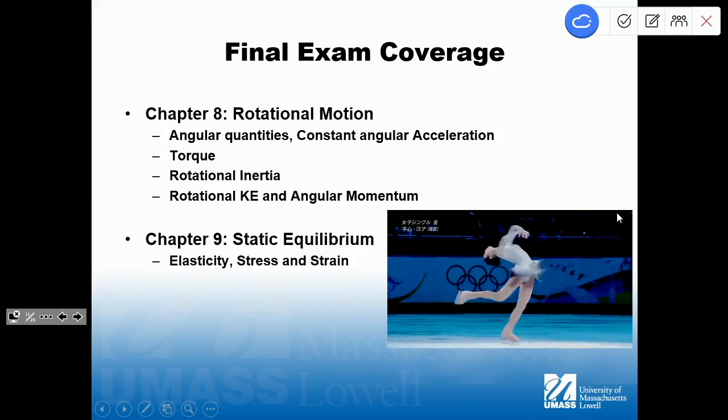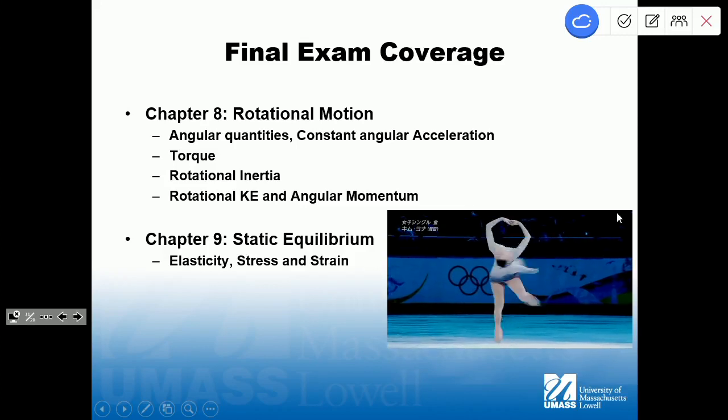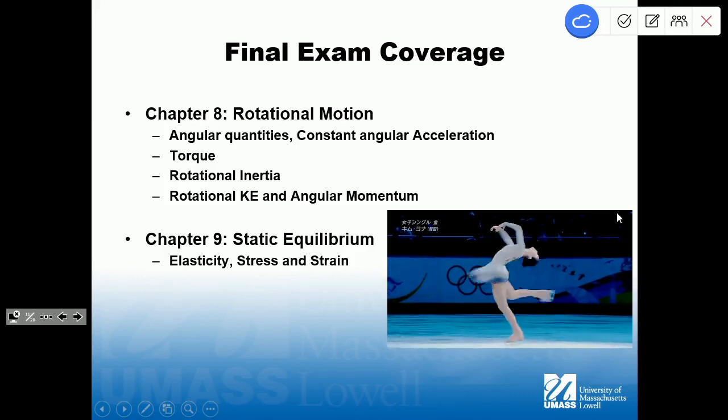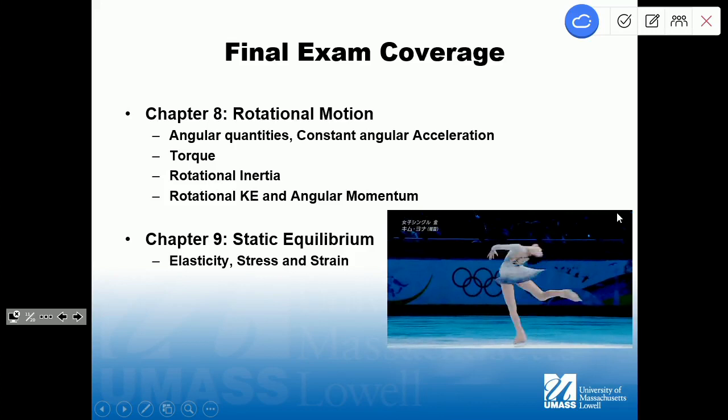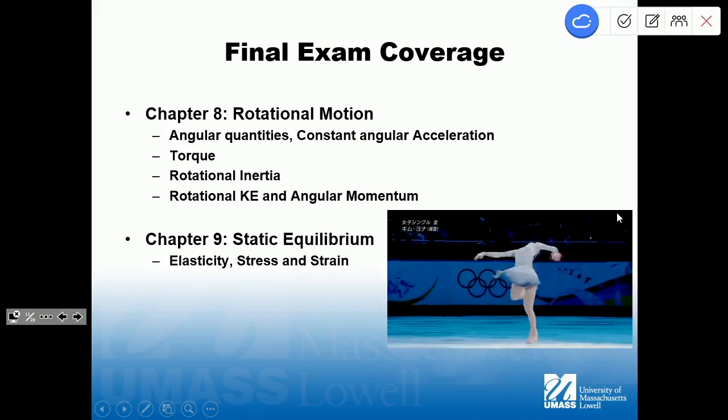And then was elasticity, stress and strain. Stress is what you do to an object, strain is the response of the object to an applied stress, and the moduli, Young's modulus, bulk modulus, and shear modulus, describe how different materials respond to a given stress.